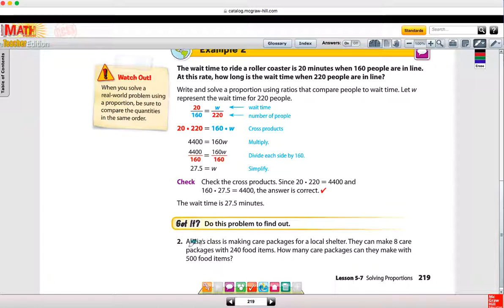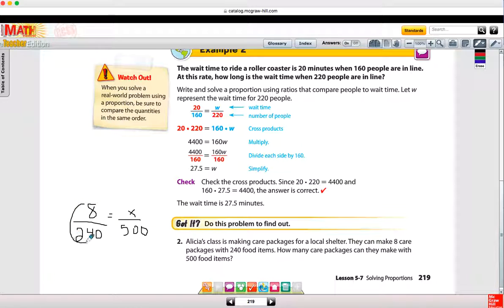Alicia's class is making care packages for a local shelter, and they can make 8 care packages with 240 items. In that case, how many care packages, X, can they make with 500 food items? One thing you want to know when you're working with proportions is that you can reduce the fraction initially here. We're not going to do cross canceling with 8 and 500.